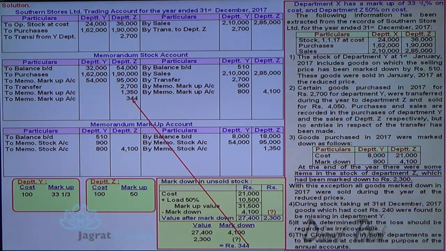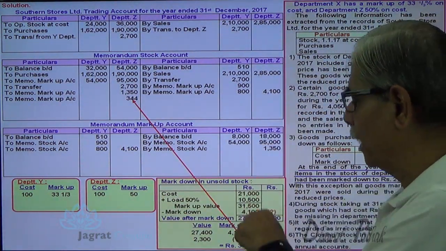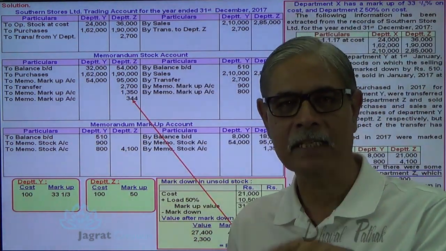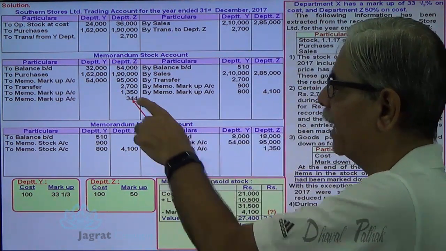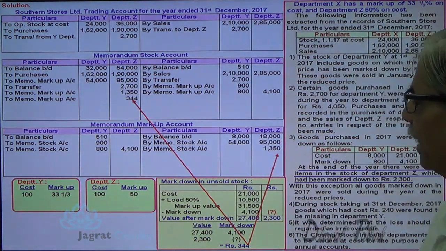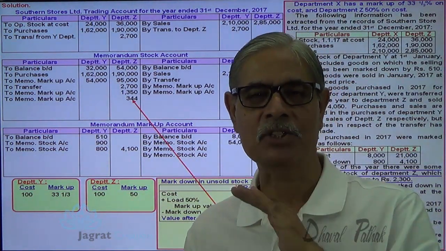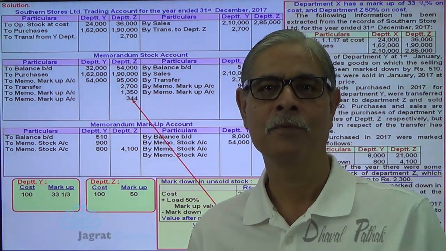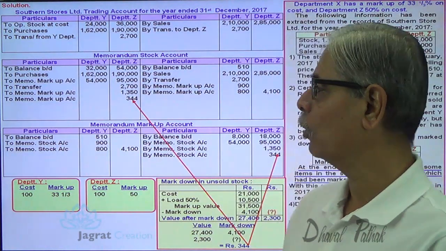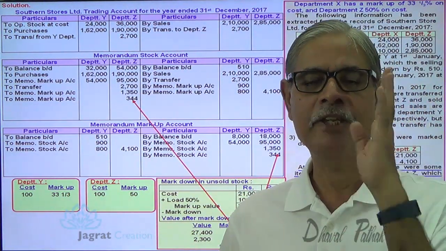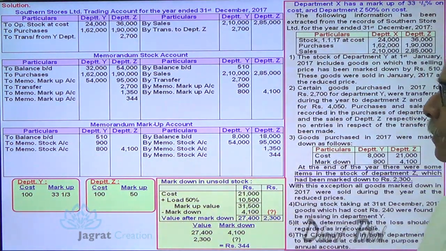When the markdown of 4,100 was made, what was the entry? Here debit and here credit. Now this is to be reversed as the stock is unsold. So when you want to reverse it, write an entry reverse to this 4,100, and the reverse entry is here debit and here credit. Now when you reverse the markdown, then stocks are stated at the original markup. That's an important point. Now whatever goods are left have an original markup of 50%. That's an important point to be understood. Now this is how this adjustment entry is recorded.